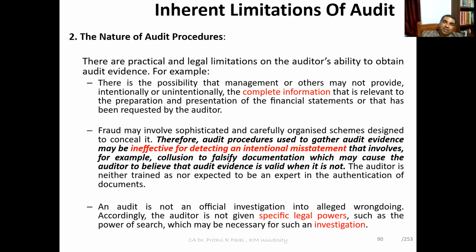But if complete information is missing, for example, suppose an entity has received a notice from the authorities for levy of a penalty. The entity has only received the notice and has not disclosed that notice to the auditor. How will the auditor ensure whether a liability provision has been made against that notice or not?